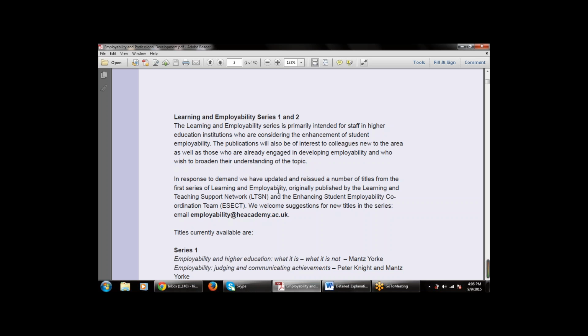This is the first page, about learning and employability, series 1 and 2, and how to learn them. It is defined by various educational institutions that are considering enhancing education with employability. The publication will be of interest to the new colleges and to the new criteria of employability development. In response to demand, we have updated and issued a new title, a teaching support network. Now, the titles currently available are as follows.